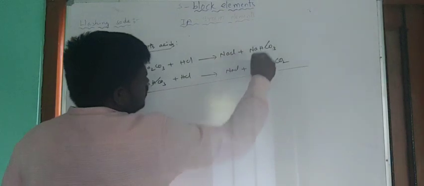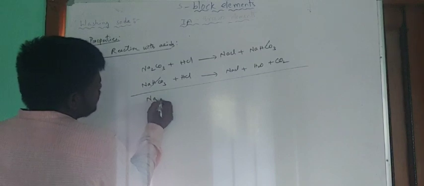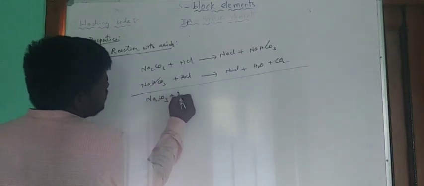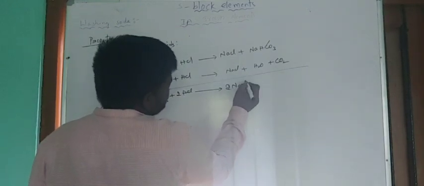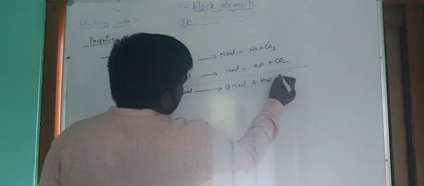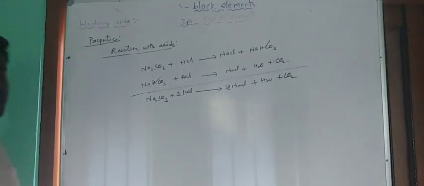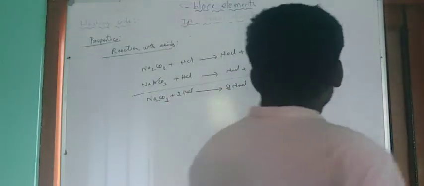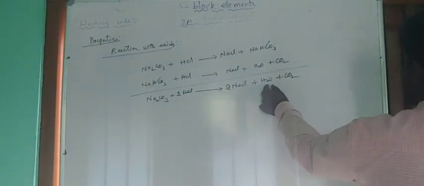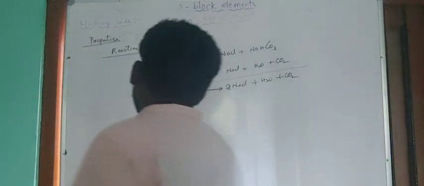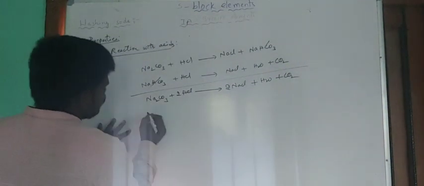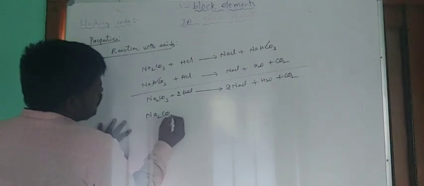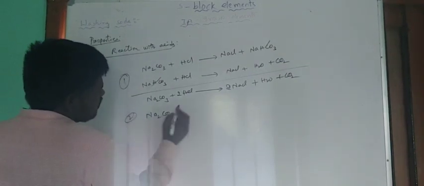NaHCO3 and NaHCO3 both get cancelled, and the next one, Na2CO3, is there and 2 HCl's are there, and gives rise to two molecules of NaCl plus water, and the next one carbon dioxide. So when you treat sodium carbonate with HCl or any acid, you can get salt, water, and carbon dioxide. So this time let me treat with H2SO4, Na2CO3.